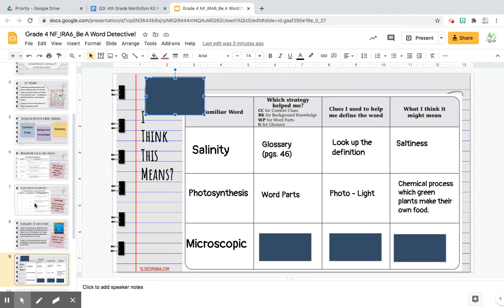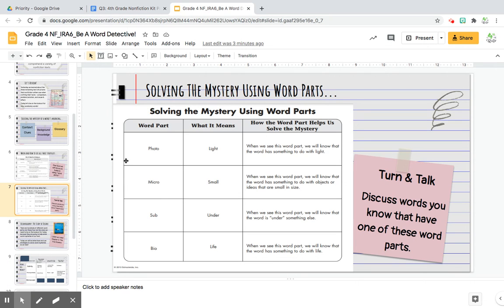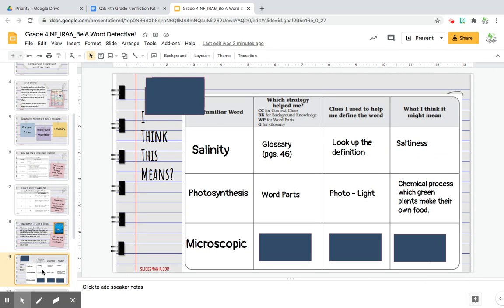Well, if you go back here to what we looked at with word parts, I had that word micro right there, didn't I? And I know that micro means what? It means small, doesn't it? Okay, so let's read that sentence one more time. It says, billions of microscopic plants and animals live in this region.